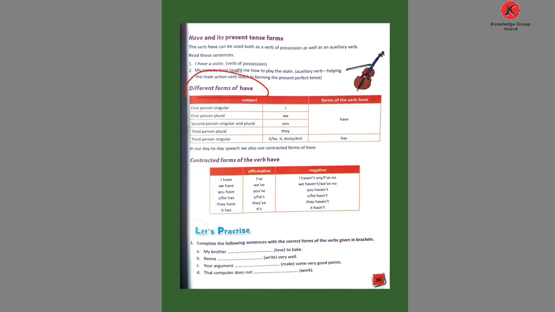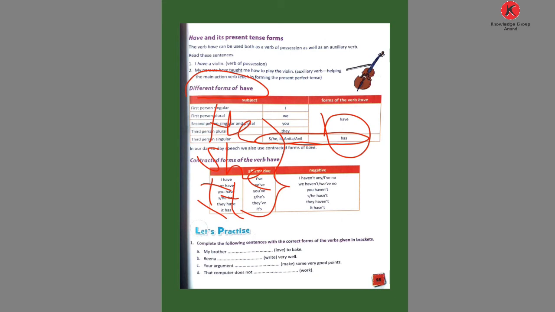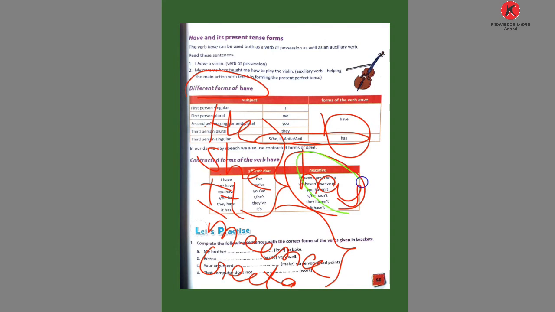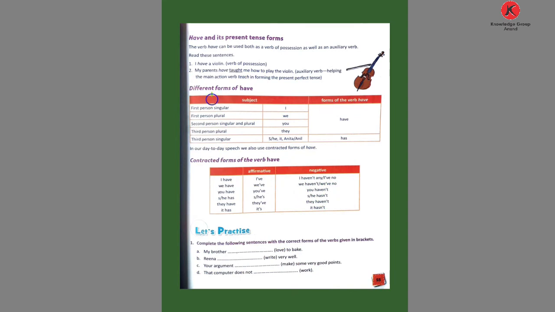Now see the different forms of have. Have and has: we use has only with the third person singular, he, she and it. Instead of the pronouns he, she and it, we also use a noun, just like the singular names Meena or Gita. With this singular form we use only has.